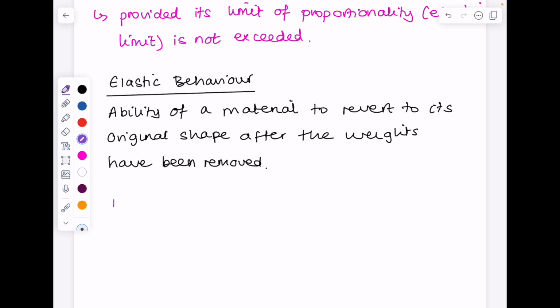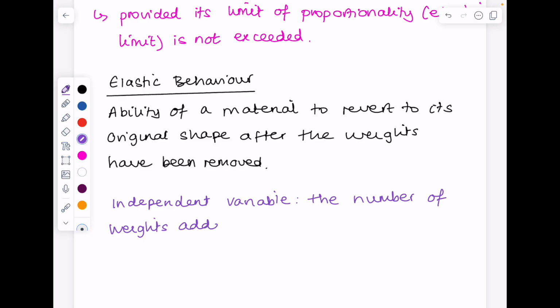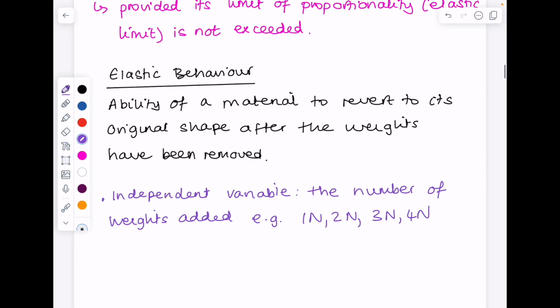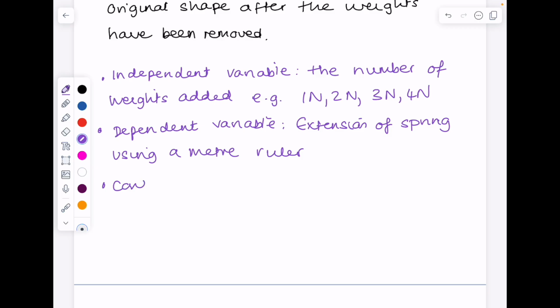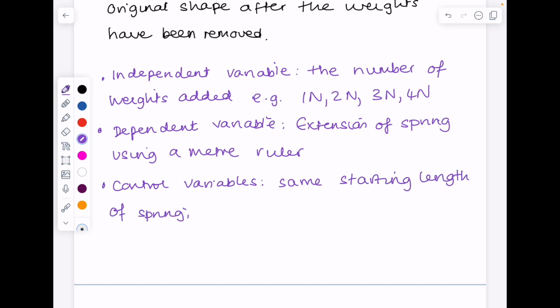For example, though, our independent variable is the number of weights added, so that's what we're changing. The dependent variable, what we're measuring, is the extension of the spring using a meter ruler. And then our control variables, do be prepared to say what we need to keep the same. We need to have the same starting length of spring, the same diameter of spring, and the same spring constant.